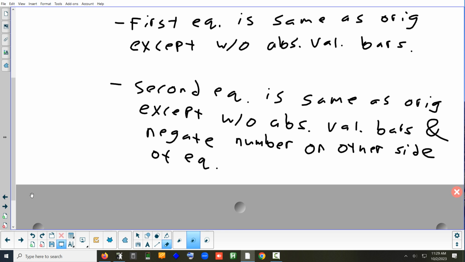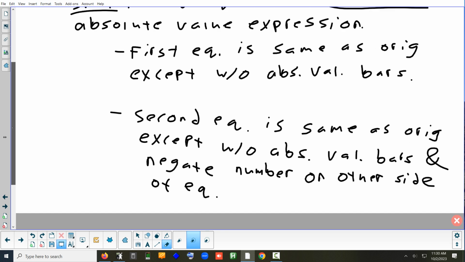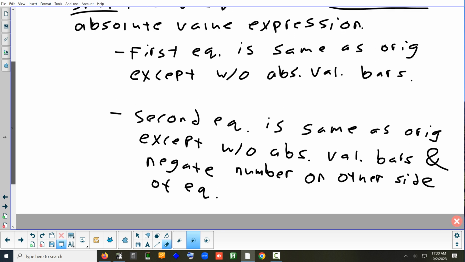Later on, either tomorrow or Wednesday, we're going to talk about solving absolute value inequalities. So instead of an equal sign, we're going to have a less than or a greater than. And the steps to solve those are going to be exactly the same as these two steps. So these two steps will be used a couple times this week.